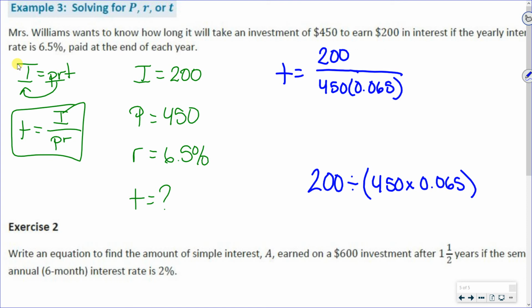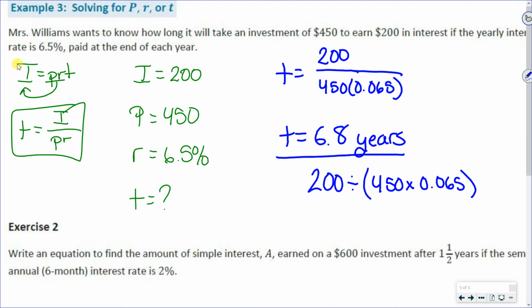If you leave off the parentheses, you're going to end up getting an answer that is completely off. So 200 divided by, open parentheses, 450 times 0.065, close parentheses, you should get an answer where T is 6.8 years. Okay? That would be the answer you get.